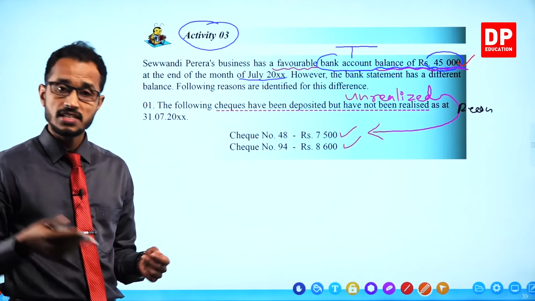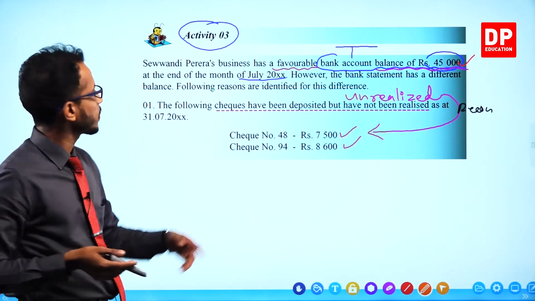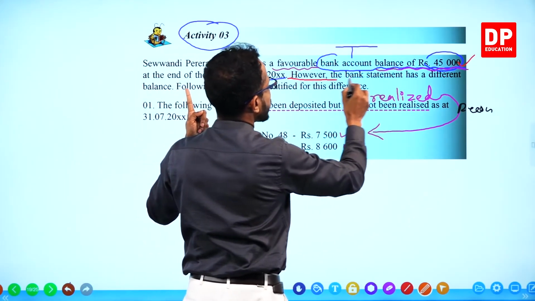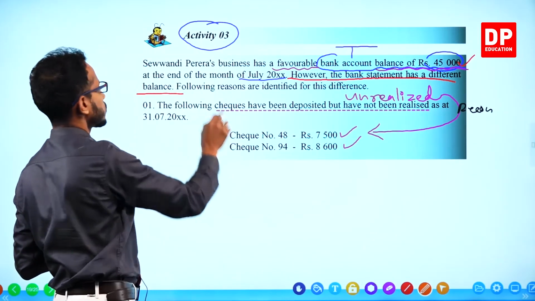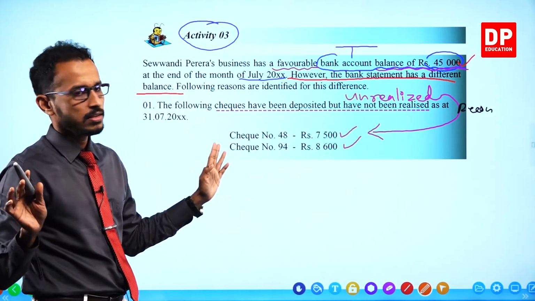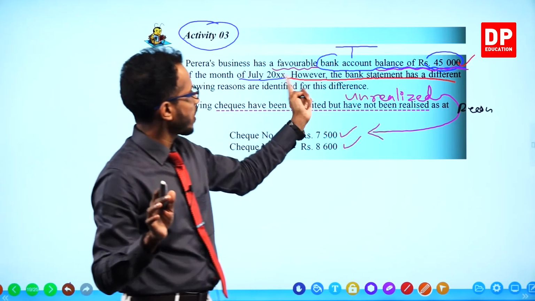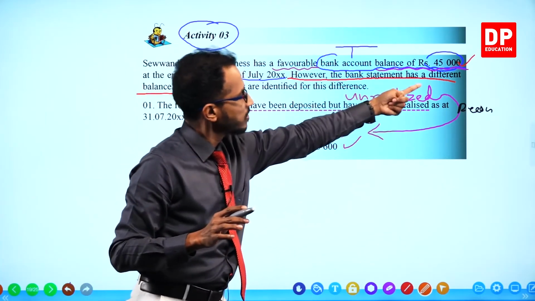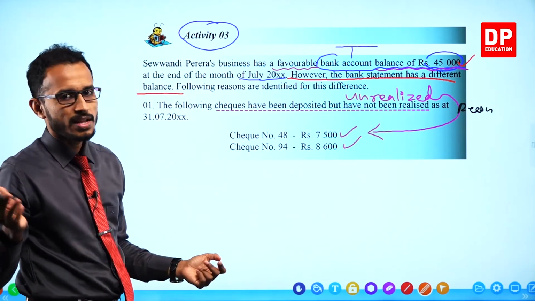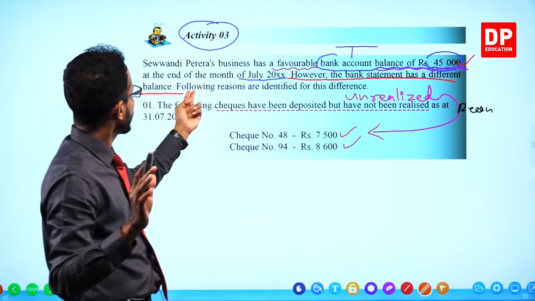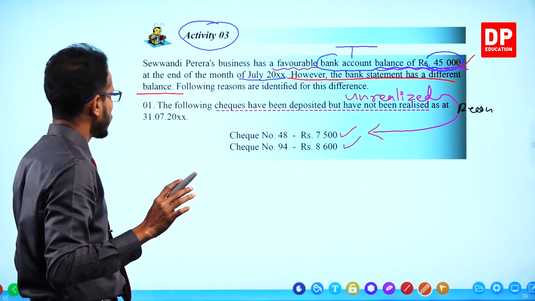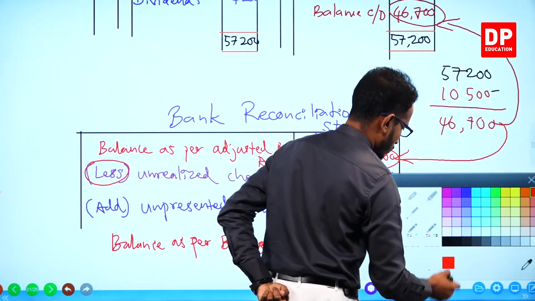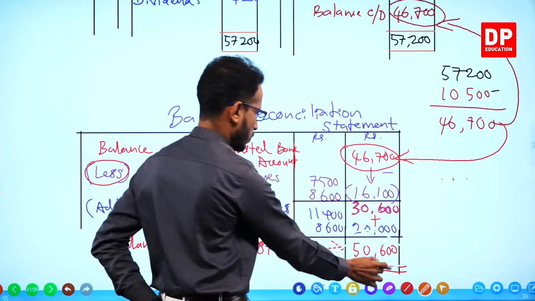We don't know whether it's the actual bank statement balance, because the bank statement balance is not given. If the bank statement balance is given, we can confirm it. But here it is not given. They only say, however, the bank statement had a different balance. That's all they say. They don't give the bank statement balance. That is why when we took the final answer here, there is no way to confirm this.